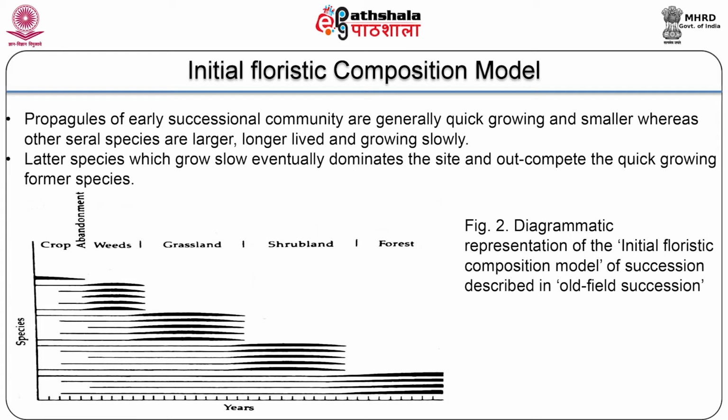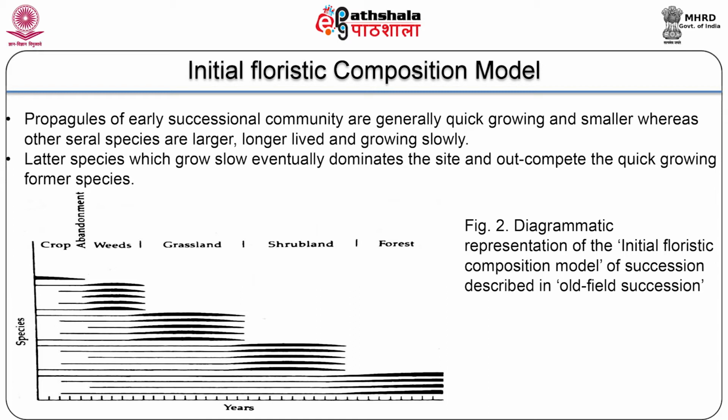Propagules of early successional community, that is the pioneer species, are generally quick growing and smaller or short in height, whereas other serial species are larger, longer lived and growing slowly, that is growing over a period of time and attaining maturity later. Latter species which grow slowly eventually dominate the site and outcompete the quick growing former species. It is the chance and longevity of species that determine which species will dominate the community.